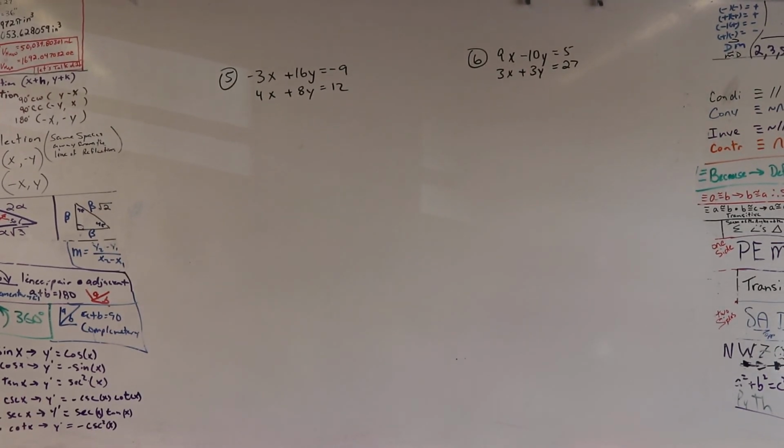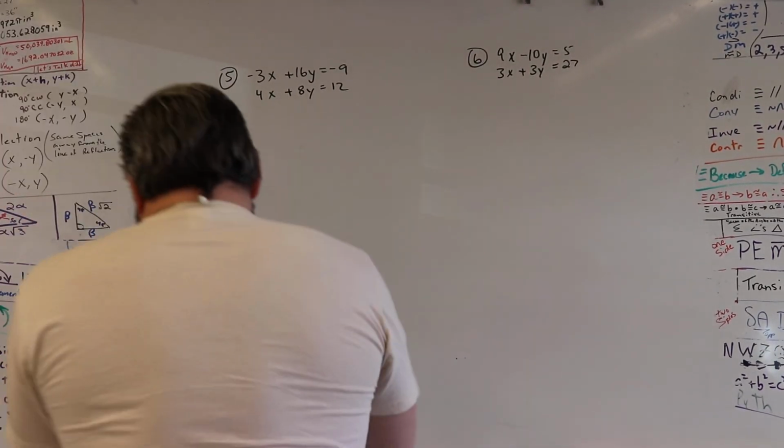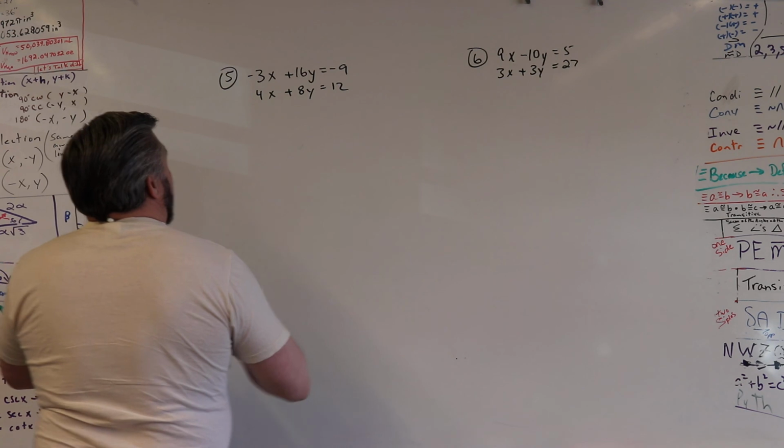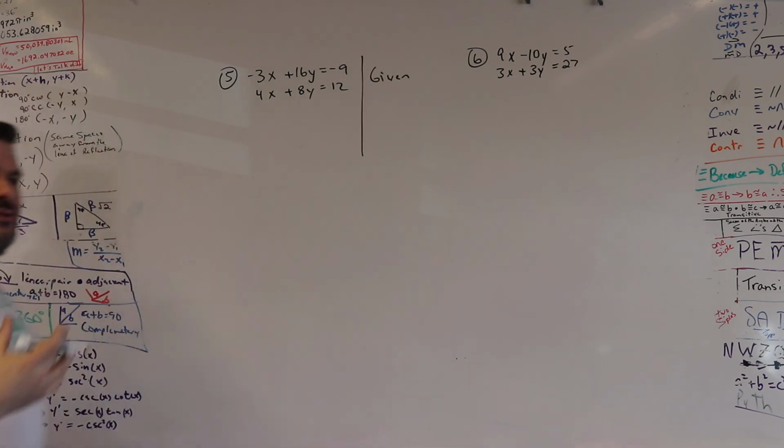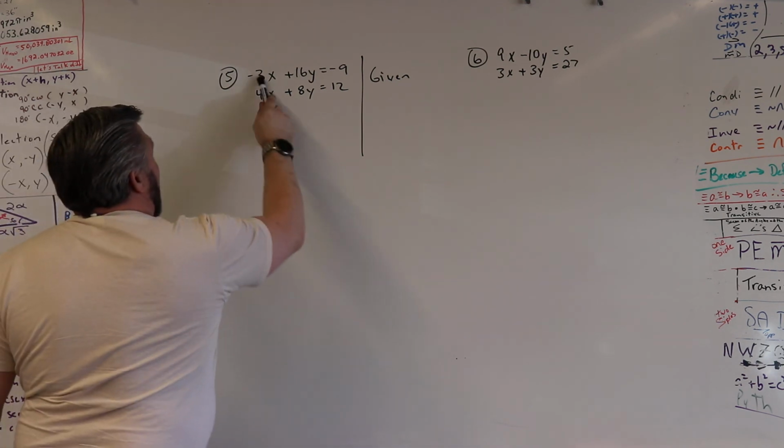Ready, go. All right, how fast can we get this done? I say pretty fast. Ready. It's always harder because we have to do the two steps. Given, right? Next step. Which one am I going to make opposite?